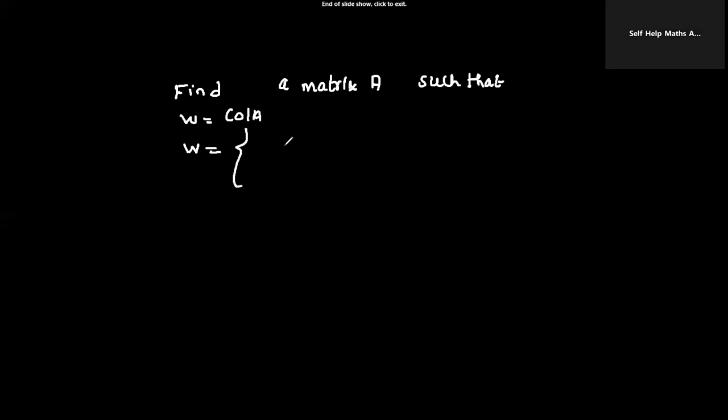Here, a simple example let me take. Find a matrix A such that W is equal to Col A. We have to find a matrix A. So here W is given by 6a minus b, a plus b, and minus 7a, such that a and b are real numbers. Okay, so this is how W is defined.